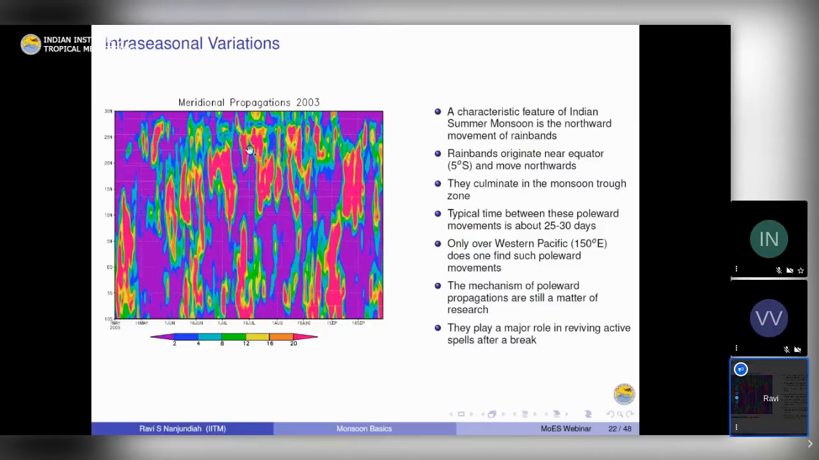And why these rain bands move northward, there are many theories for that. Some are based on fluid mechanics, some more on thermodynamics, and it's still a matter of research to say why these rain bands move only in the Indian region. Some people think it could be soil moisture related. Some people think it's because of the gradient of instability that also plays a role. So there are various theories, and it's still a matter of research to see why exactly these rain bands move northward. And sometimes the revival from a break, that is, if you have an extended period of no rain, ends with one of these northward propagating rain bands.